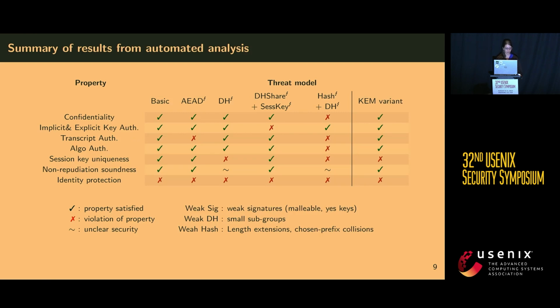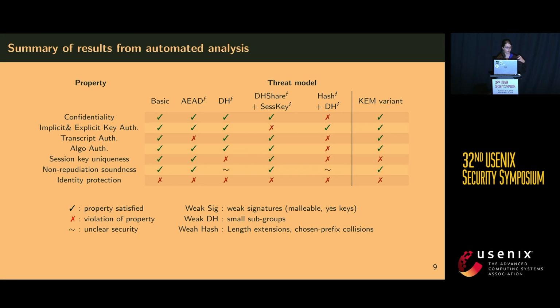So in this table, on the left, you can see the properties that we worked on, so confidentiality, transcript authentication, and so on. And on the right, you can see the result given the different threat models that we had. So on the first column, you have the basic model, so the Dolev-Yao adversary. And as we go forward, we gave more possibilities to the adversary.